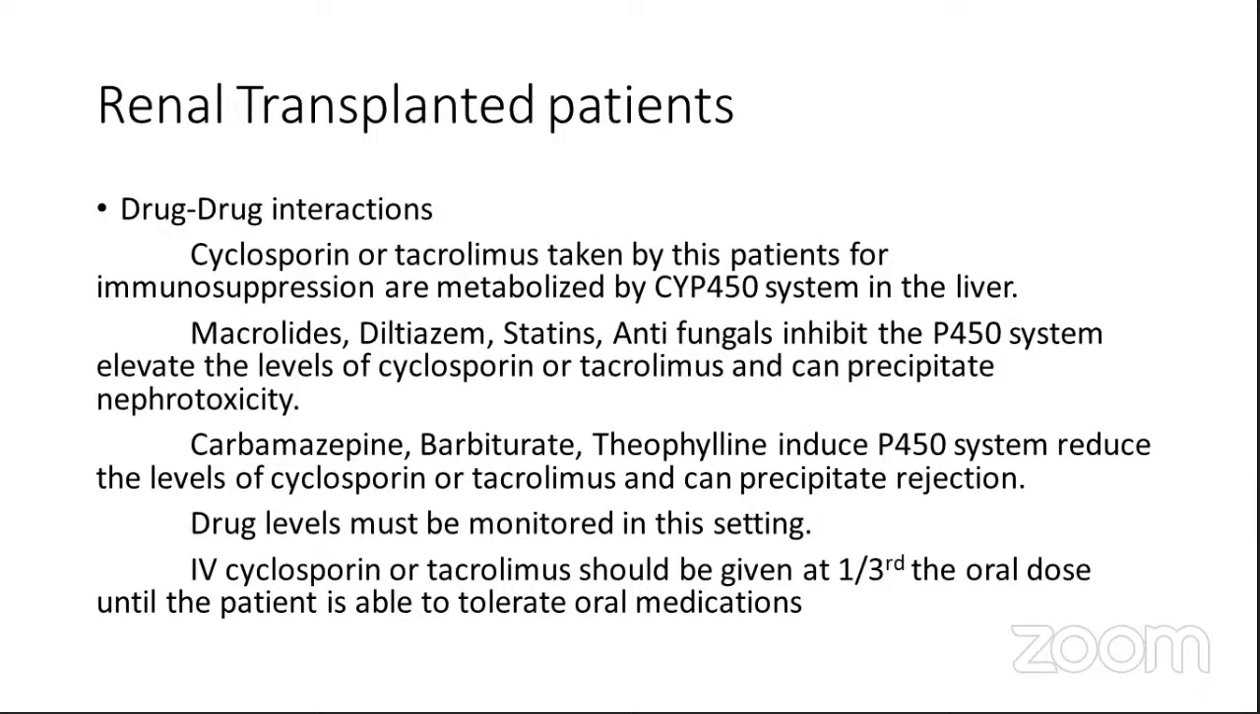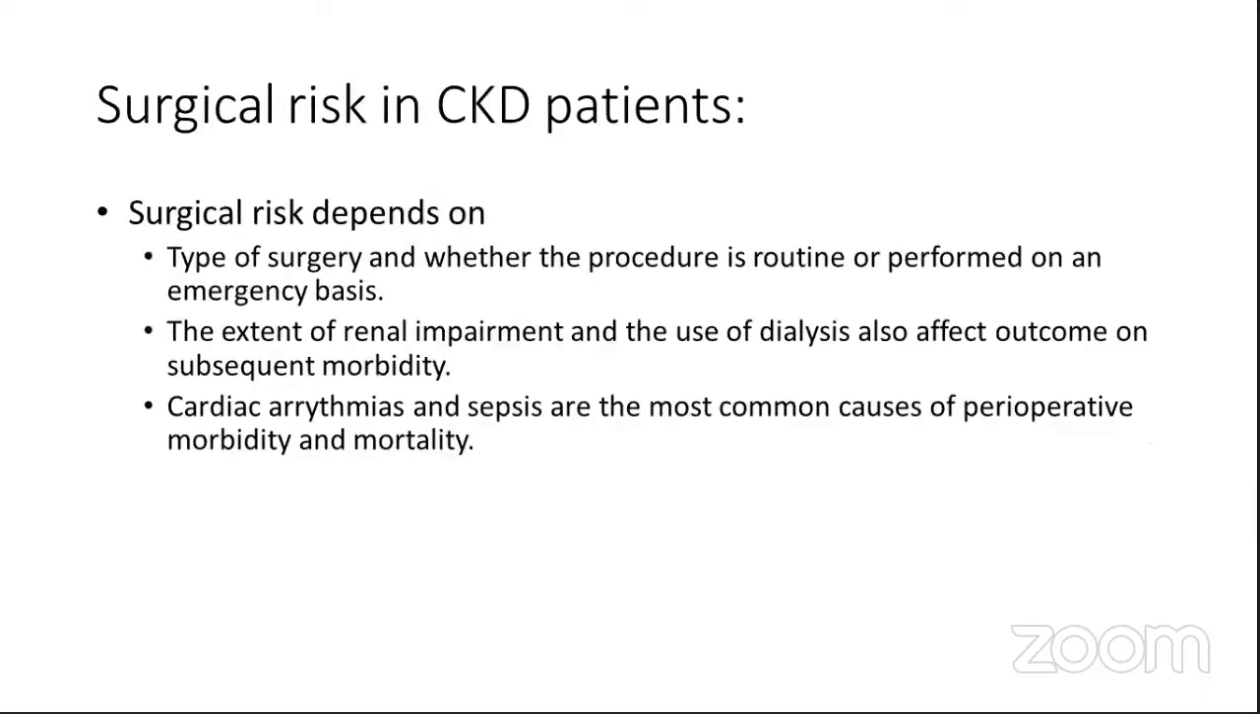Carbamazepine, barbiturates, and theophylline induce the P450 system, reduce the levels of cyclosporine or tacrolimus, and can precipitate graft rejection. Drug levels must be monitored in this setting. IV cyclosporine or tacrolimus should be given at 1/3 the oral dose until the patient is able to tolerate oral medications.